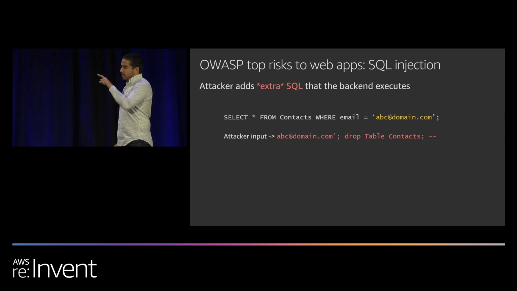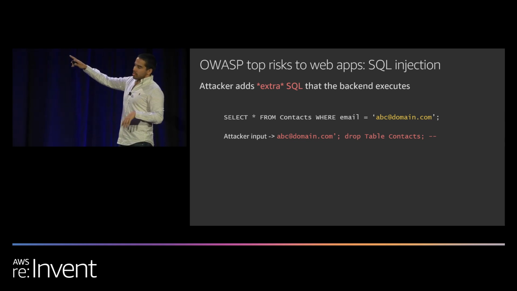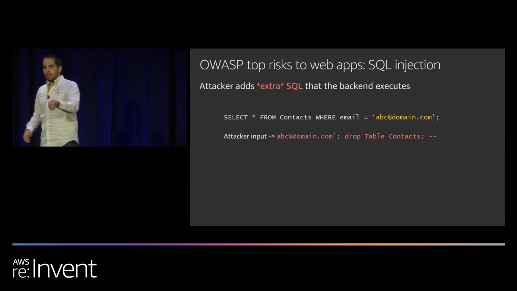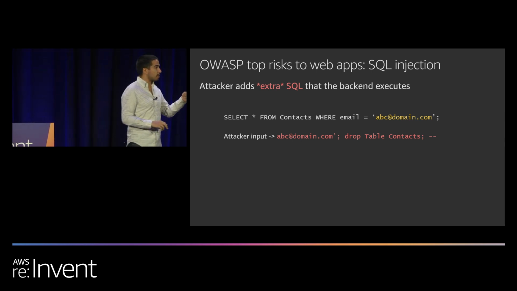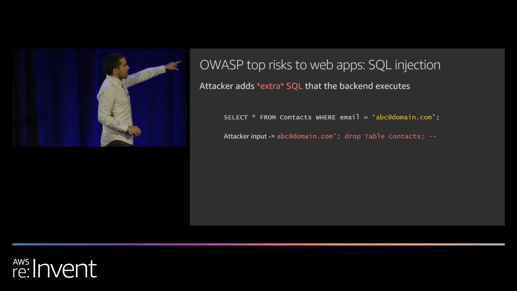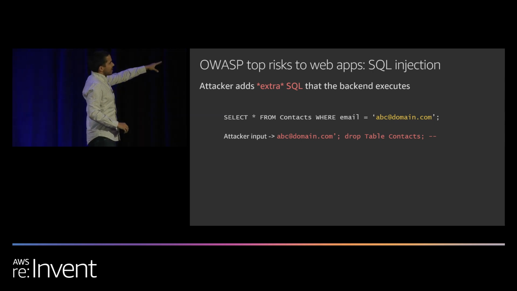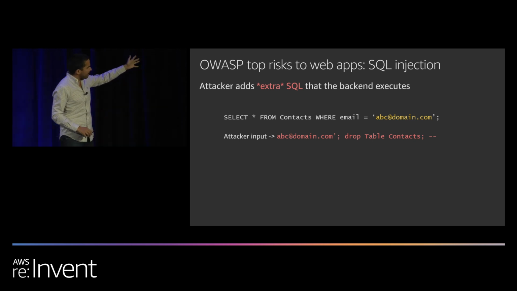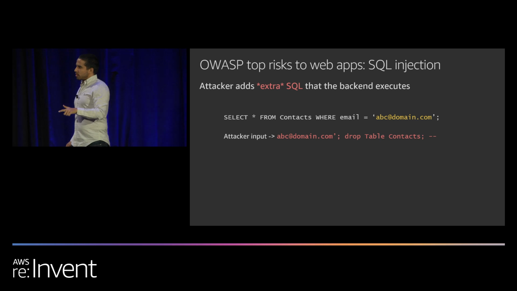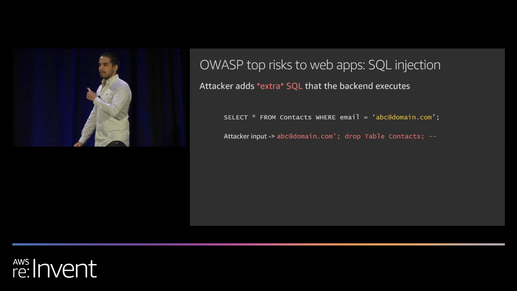So this is an example. Let's say that your application is expecting to execute that first line. So it's expecting the user to give it an email address, abc@domain.com or whatever. Instead, the attacker sends what's in red there. So the email address, and then tick, semicolon, drop table context, semicolon, dash, dash. So what do you think is going to happen if this goes unchecked?